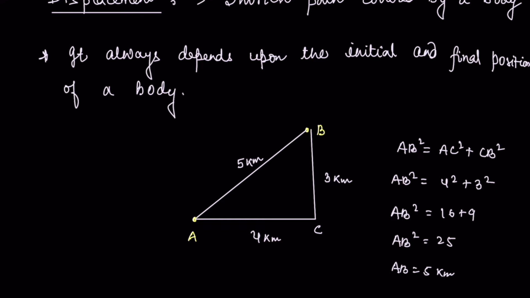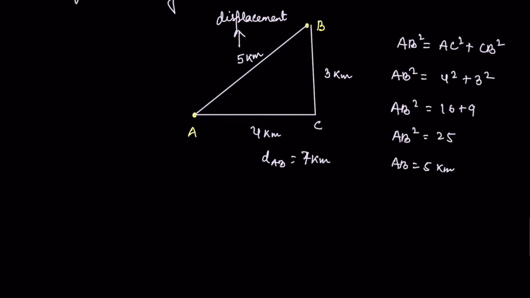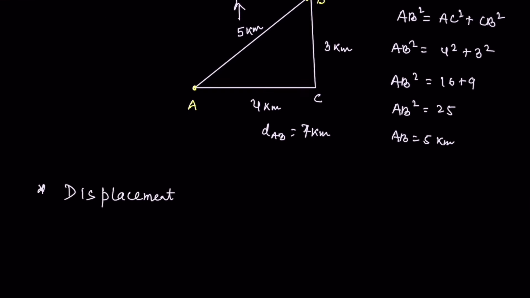So if a person covers a distance A to C and then C to B, what is the total distance here? It will become 7 kilometer. But displacement is 5 kilometer. So one point we can note down here: displacement is always less than or equal to distance.